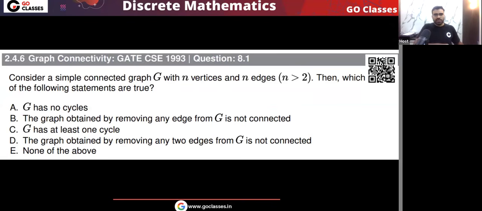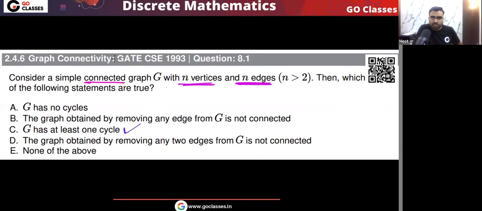Tell me the answer for the GATE 1993 question. Consider a simple connected graph on n vertices, and there are n edges where n is greater than 2. Then which of the following statements are true? G has no cycle. Is it necessary? See, the question is saying there are n vertices, n edges. We have already seen that in a connected graph, if you have n edges, then definitely there will be a cycle. So remember, option C is correct, that G has at least one cycle.